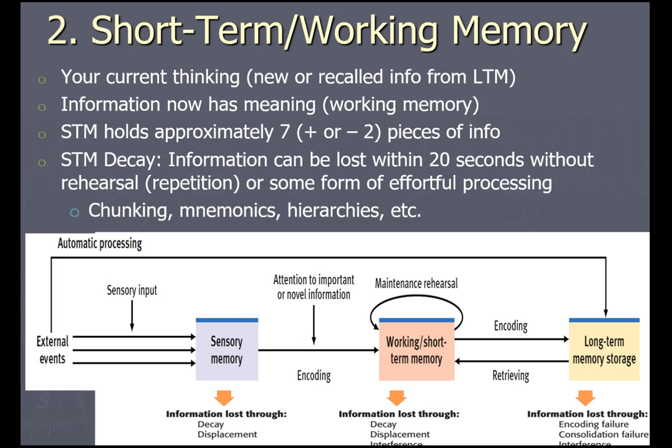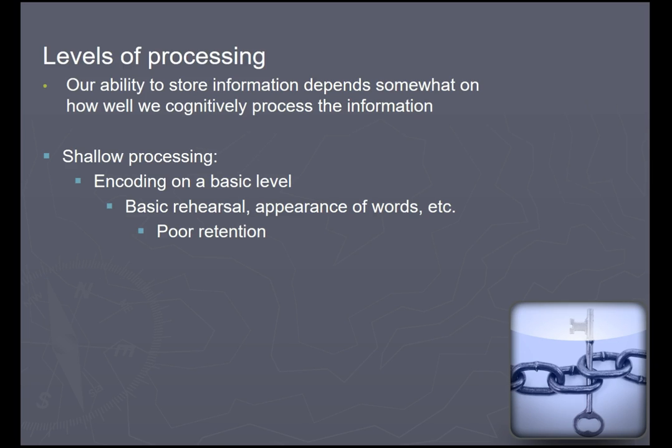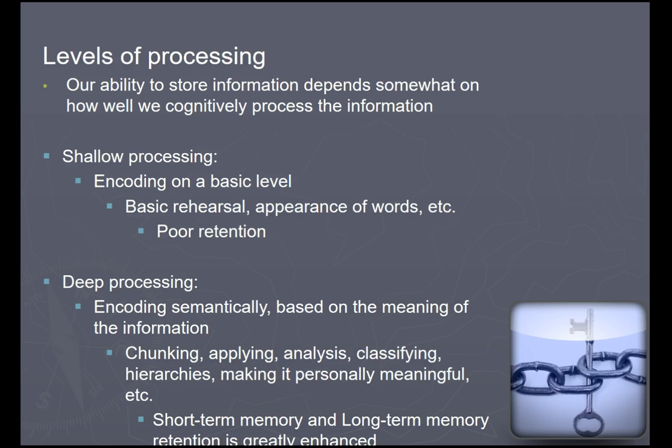Okay, so let's talk a little bit about how we process information, and then we'll tie this into long-term memory. When we're thinking about information or processing it and encoding it, sometimes we encode information at a very shallow level, which makes it difficult to store it well. Sometimes we think really well with information. So when we're processing information, we think about the meaning of it.